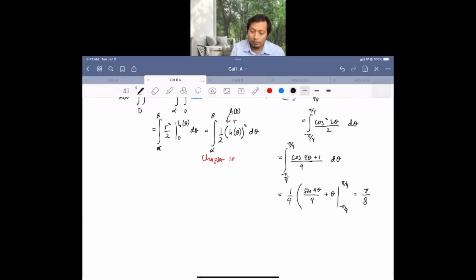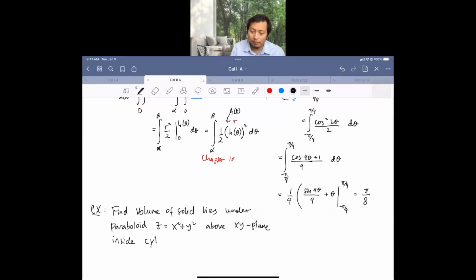So let me give you another question. Example: find the volume of the solid that lies under the paraboloid z equals x squared plus y squared, above the xy plane, and inside the cylinder x squared plus y squared equals x. It's a little bit complicated now.